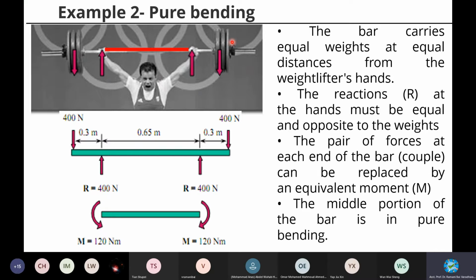He can do it as long as it is balanced. So what does it mean? When this 400 is coming, he must act 400 and 400 at each end, then it is balanced.